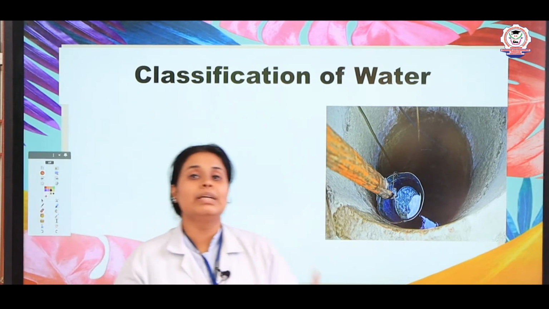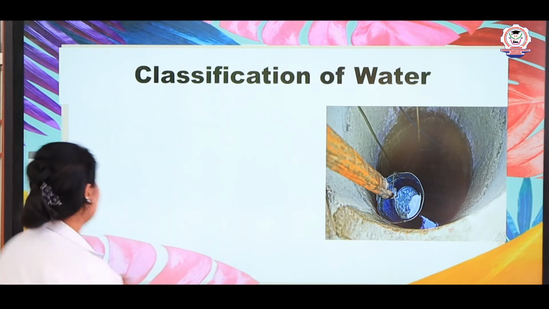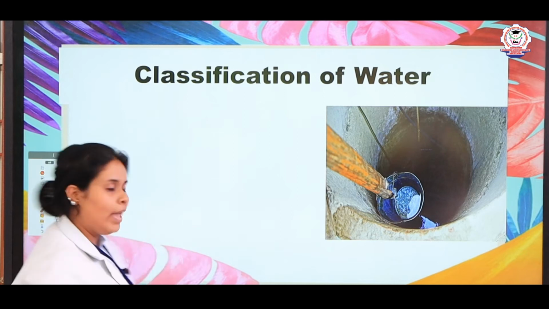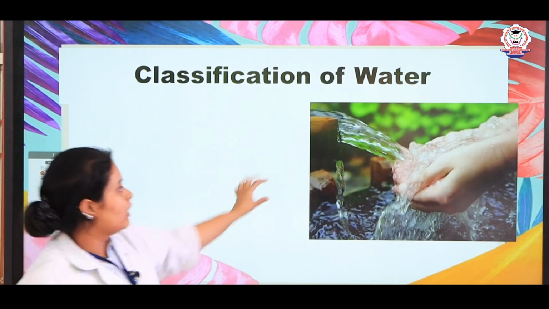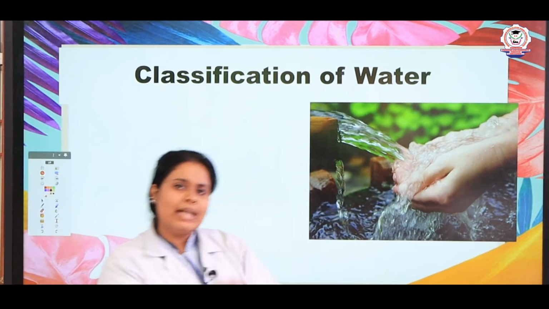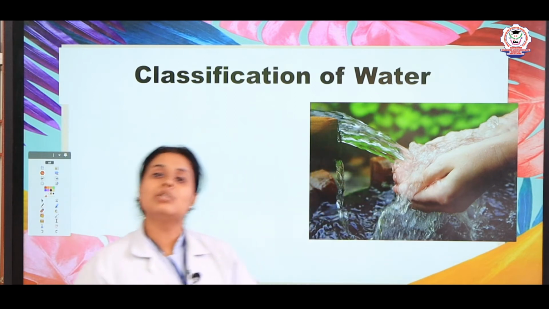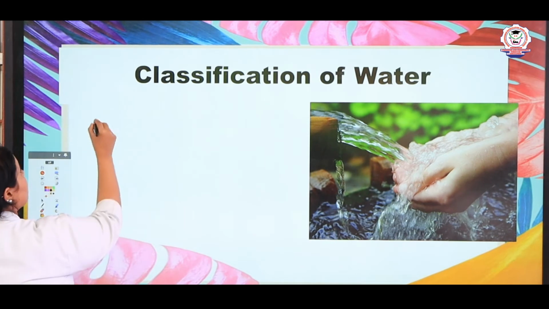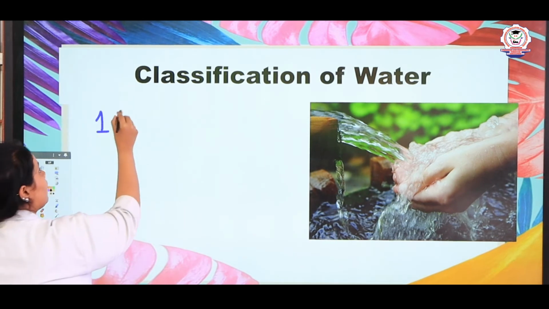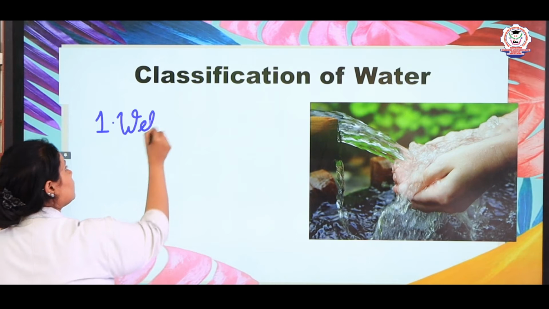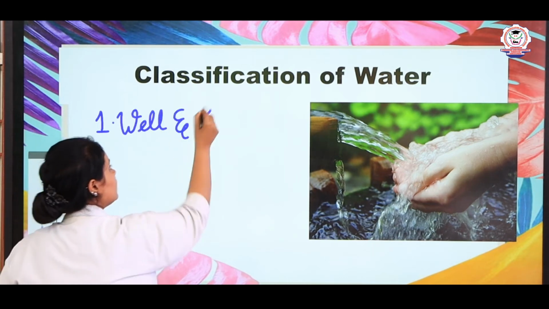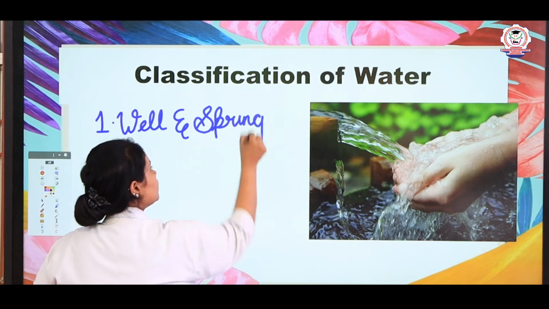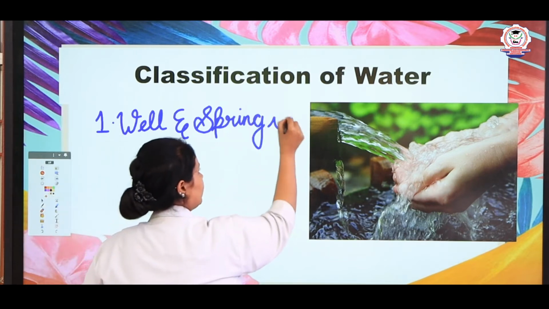Now let's come to the classification of water. Classification can also be called types of water. So the first type here, you can see what? Here there is a well. After the well, what is this? From a stream, the water is coming, which is known as spring water. So what is the first thing, children? The first point here is well water and spring water. So this is the first classification.